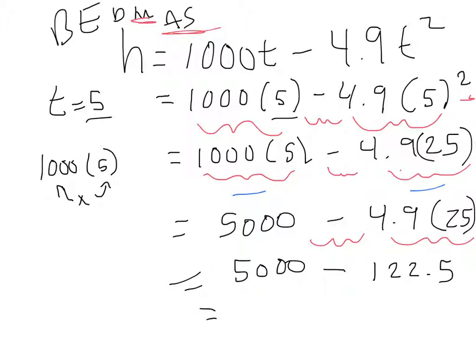I do one more step. 5,000 minus 122.5, and that's going to get me 4,877.5 meters high. So, that's pretty much how you do that question. It's very clearly laid out, but it's not any more difficult, really, than the previous questions we've been doing. The only difference is you have to solve that exponent first. Once you solve that, you're fine.